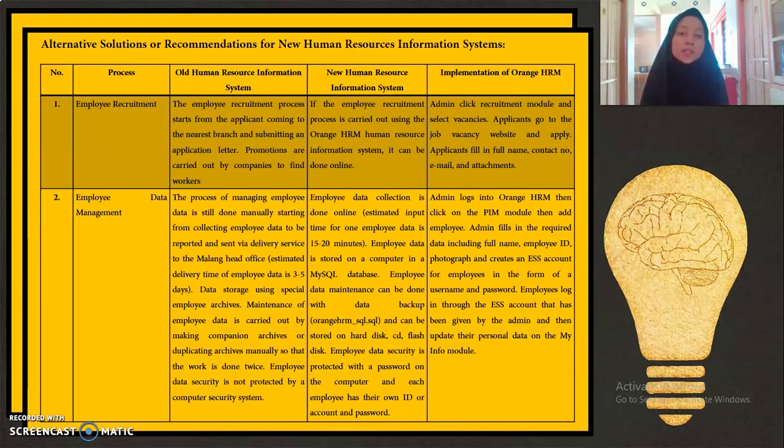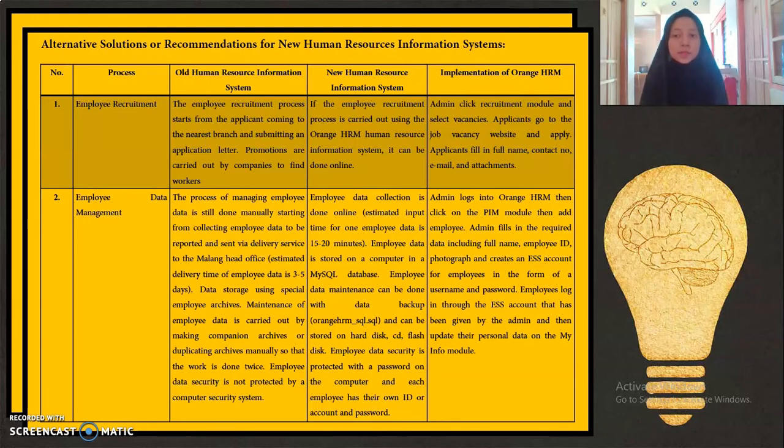The implementation of Orange HRM is that the admin clicks the recruitment module and selects vacancies. Applicants go to the job vacancy website and apply. Applicants will fill in full name, contact, email, and attachment.